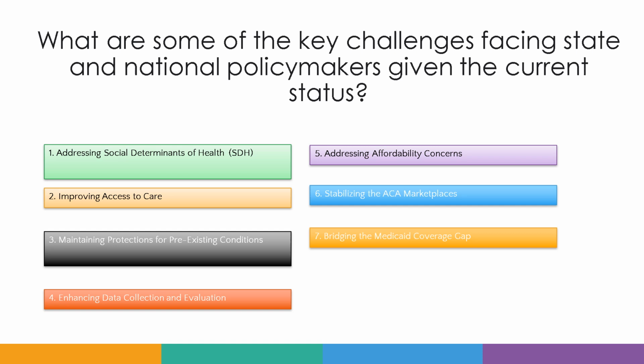These policymakers at both the state and national level are grappling with issues such as stabilizing the ACA marketplaces, addressing affordability concerns, improving access to care, and maintaining protections for pre-existing conditions. Addressing these challenges will require collaborative efforts and innovative solutions to ensure that the progress made under the ACA continues to benefit those who have gained coverage.